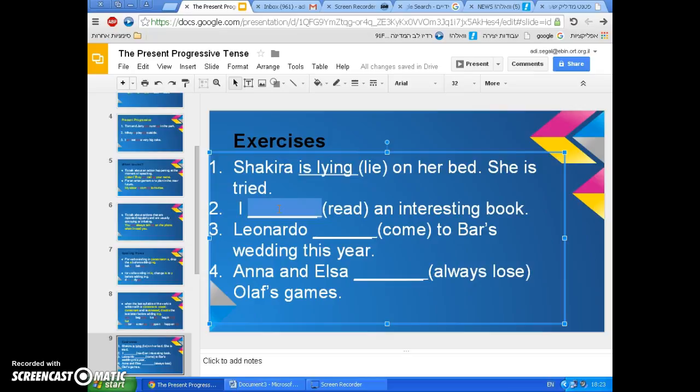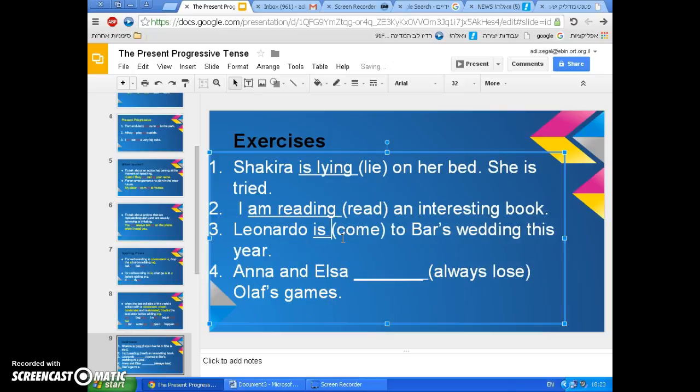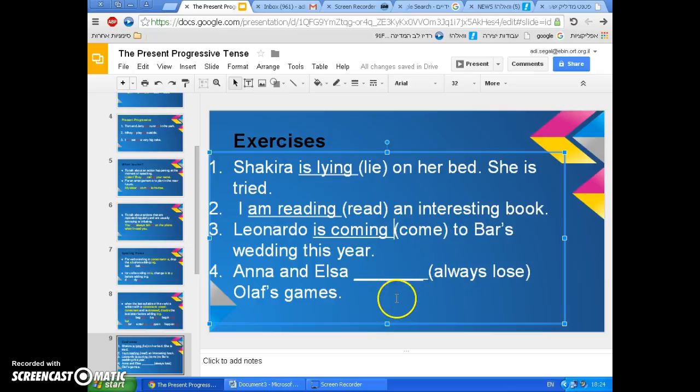An interesting book. So I am, this is the right be verb, reading. Again, ing must come at the end of the verb. Leonardo, he, is coming to Bar's wedding this year, and come ends with the E, that's why we drop the E and we add ing.